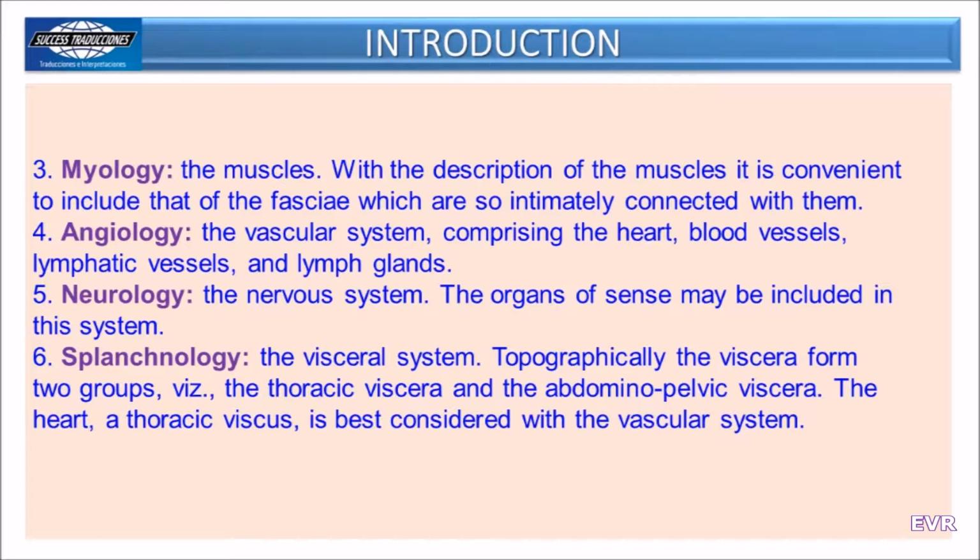Angiology, the vascular system, comprising the heart, blood vessels, lymphatic vessels, and lymph glands. Neurology, the nervous system. The organs of sense may be included in this system. Splanchnology, the visceral system. Topographically, the viscera form two groups, that is, the thoracic viscera and the abdomino-pelvic viscera. The heart, a thoracic viscus, is best considered with the vascular system.